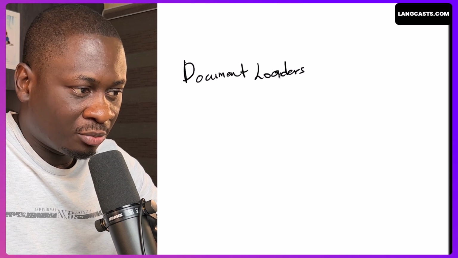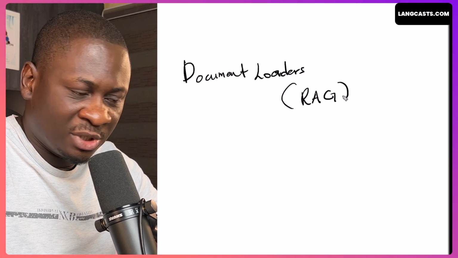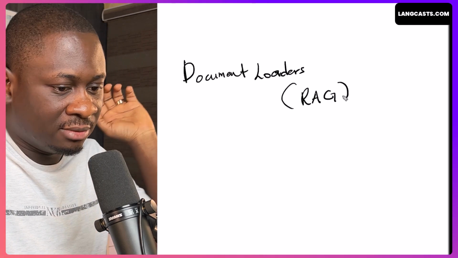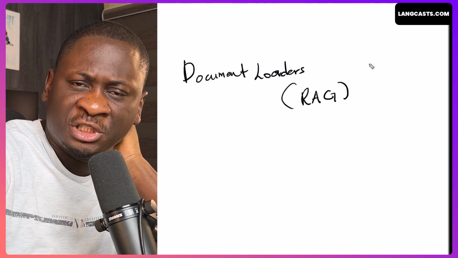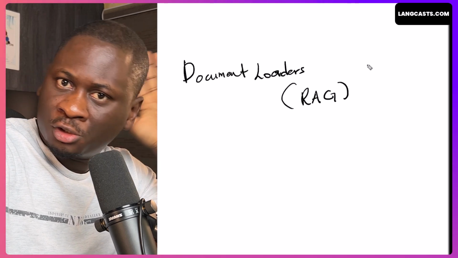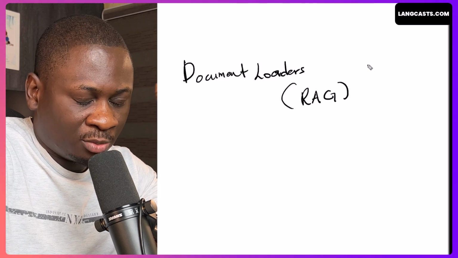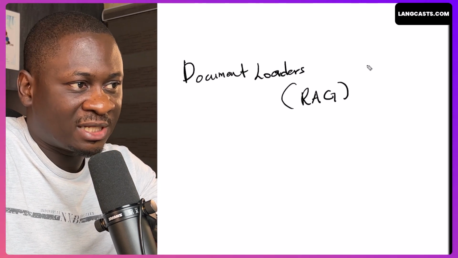RAG, that's Retrieval Augmented Generation. It's basically a must-have in any kind of full-featured LLM-powered application, because you would definitely want to source information from a special source, not just the model's knowledge base. The model's knowledge base cannot do everything for you.